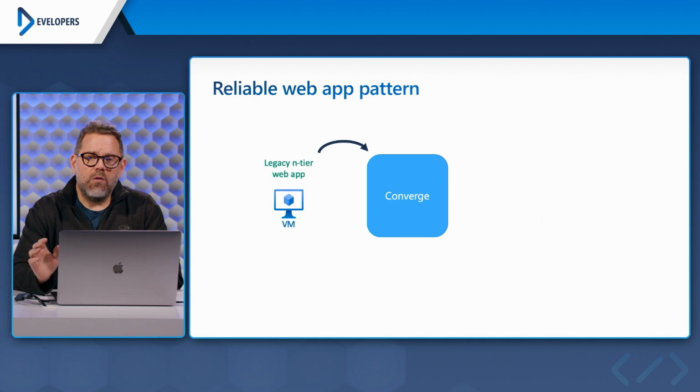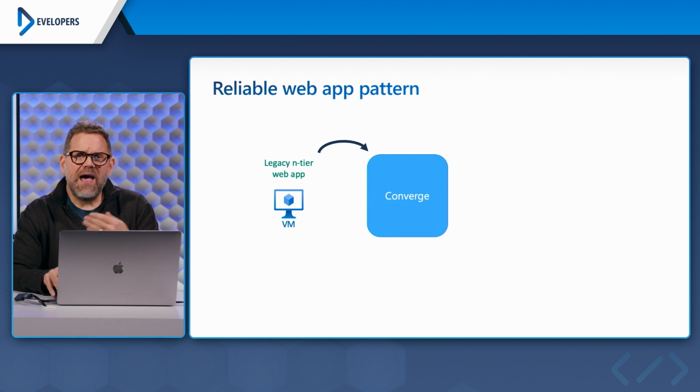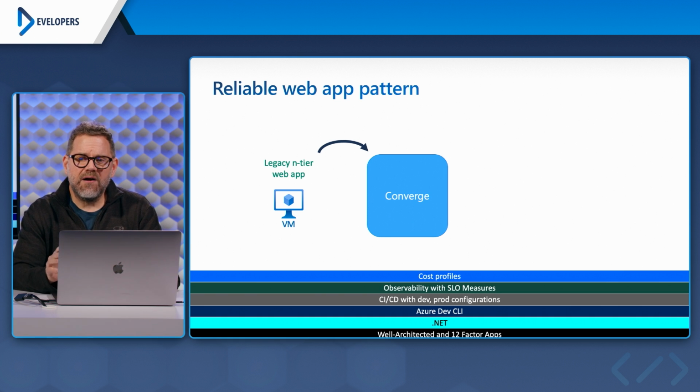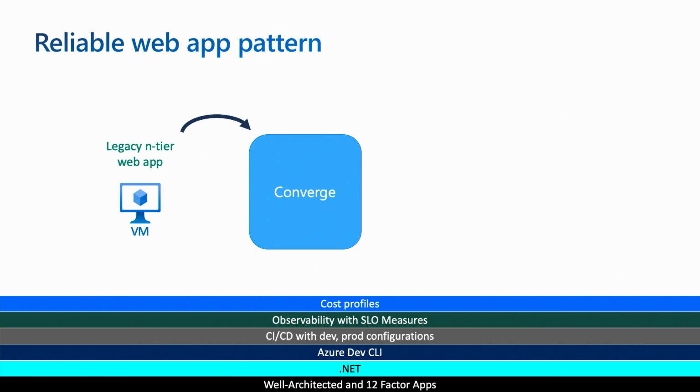All right, so let's talk about where we're going here. First off is the reliable web app pattern, or converge. When I say pattern, I'm talking about patterns in the way that software developers talk about patterns, like a factory pattern or a singleton pattern. What we have here are patterns that are defined steps in order to solve problems. And so you have inputs that go into these steps. The inputs for this reliable web app pattern are things like cost profiles that we have to consider, observability, CI/CD. We're going to use the Azure Dev CLI. We're putting .NET into this, and then finally, everything's built upon the Azure Well-Architected Framework and 12-factor apps.